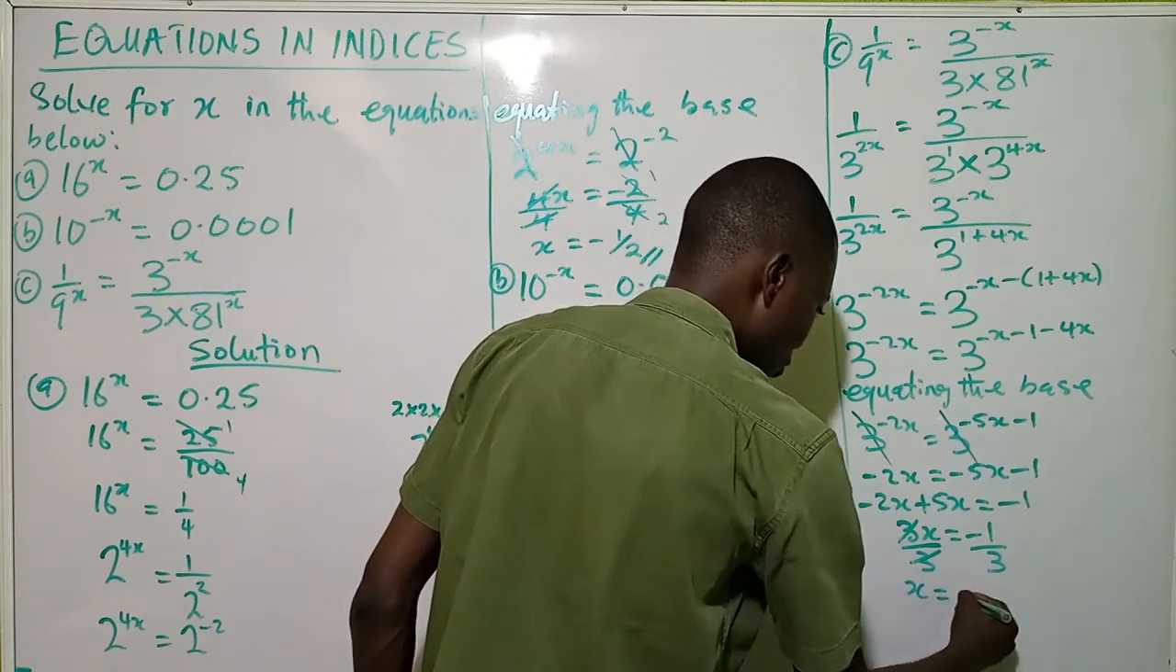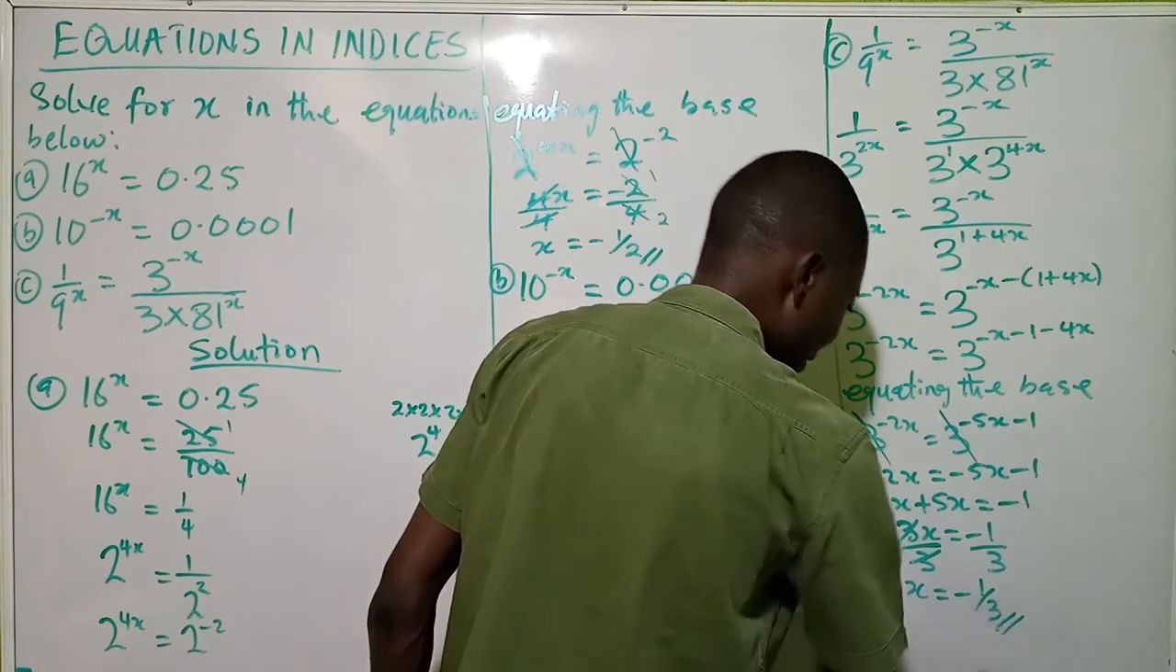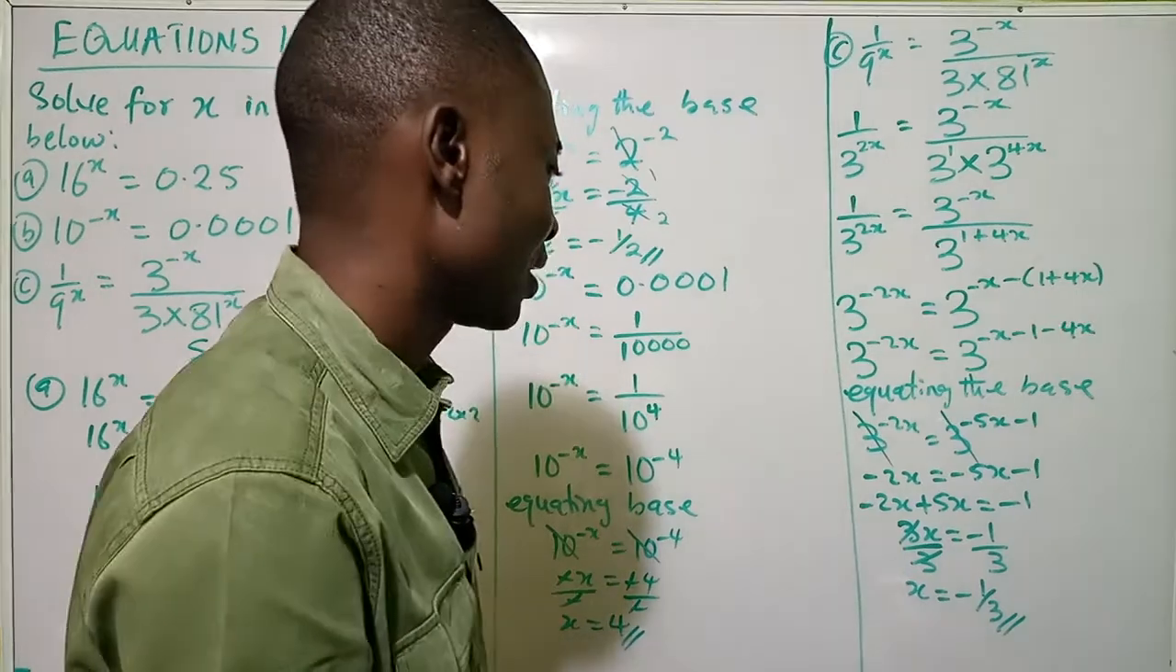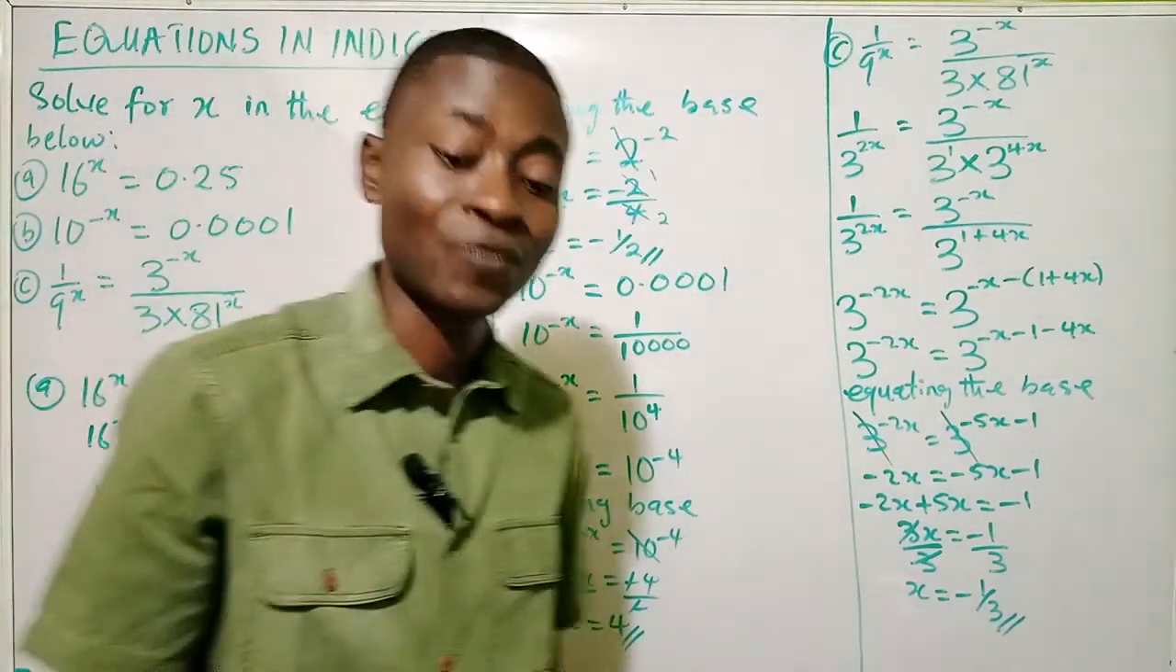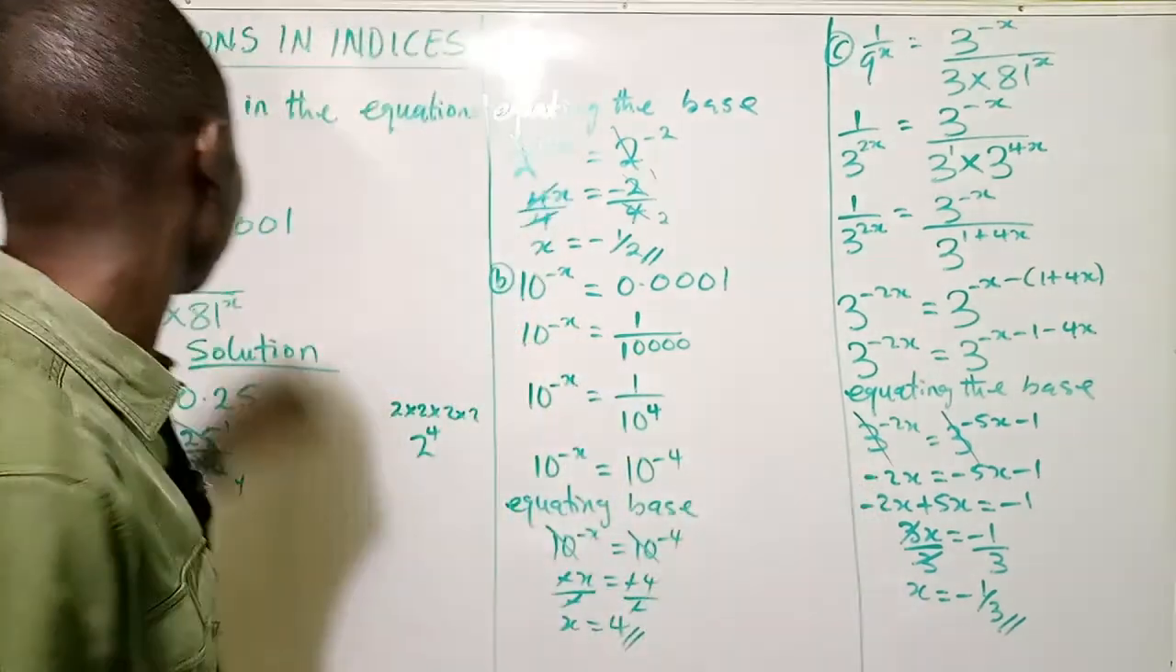So x is equal to what? Minus 1 over 3. That is it. x equals minus 1 over 3. Very simple, not difficult at all. So that is the end to this question again.